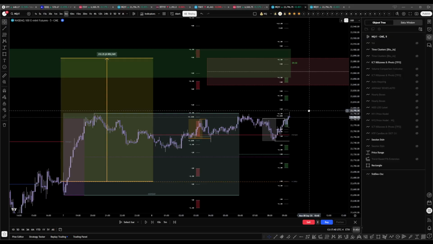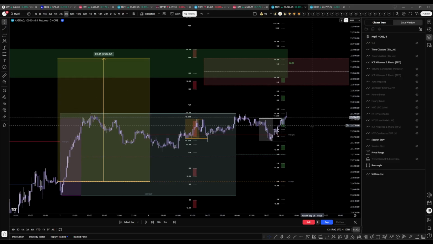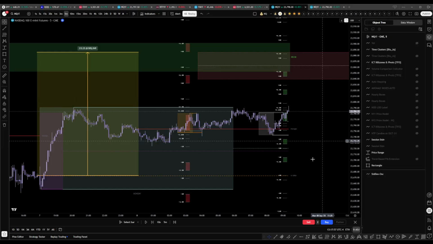So what does that mean? Well, that means you either sit on your hands all day, or you're interested in this long. So you either get in the long at the open and add as you pull back and try to ride it up. But even that is a bit tricky, right?